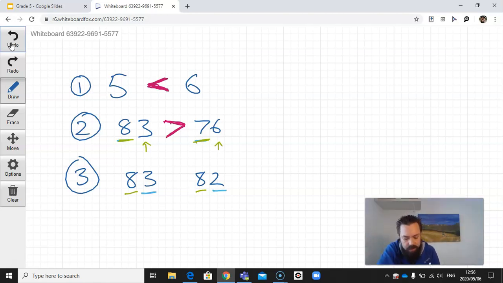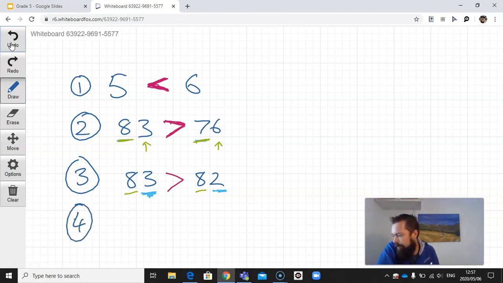And so I compare my units and I see that 3 is bigger than 2. And that means that the number on the left is greater than the number on the right. So again, just a reminder, and I'm going to do this with everyone we do, going to read it. 83 is greater than 82.